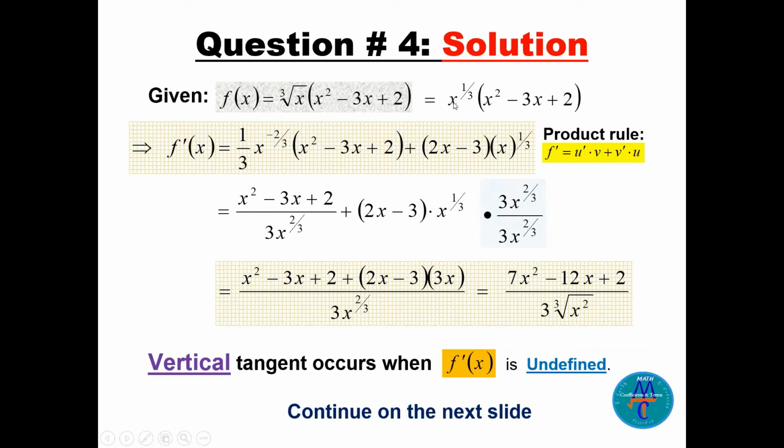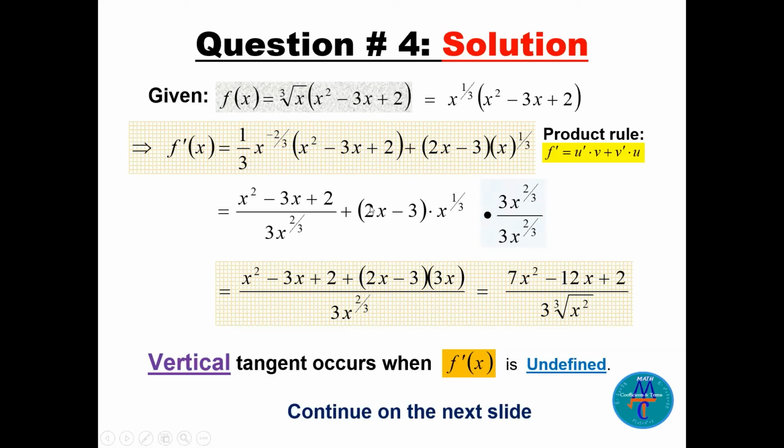So let's find the derivative of x to the power 1/3. It will be 1 over 3 x to the power 1 over 3 minus 1, which is minus 2 over 3, times the second one here, leave it, plus the derivative of this, 2x minus 3, times x to the power 1/3, leave it. Now this one you can bring it down, so it will be x squared minus 3x plus 2 divided by 3 times x to the power 2 over 3. And this one also 2x minus 3 times x to the power 1/3.